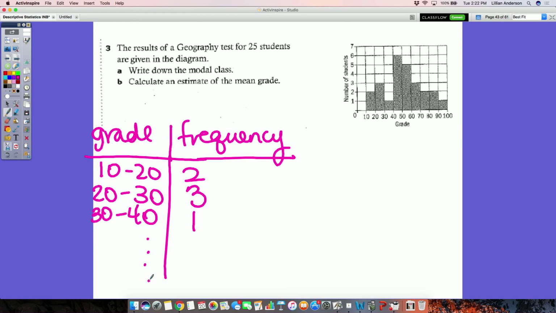But is it asking us to recreate the table? No, it's asking us to find our modal class, which is the one that shows up the most, the highest bar, right? What class is that? 40 to 50, with a frequency of 6. So that actually would have been my next class if I kept my table going. But now I need to estimate the mean. I want you guys to do that on your own. But just to make sure we're good, what's the midpoint of the first class? 15. Okay, good stuff. All right, so estimate your mean.